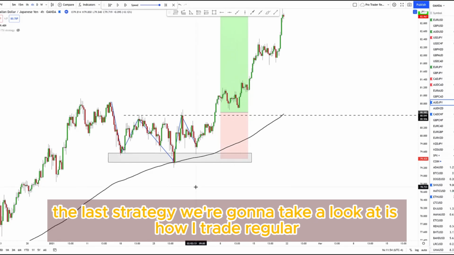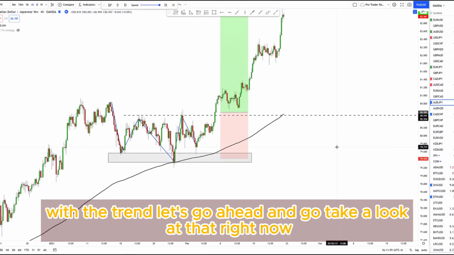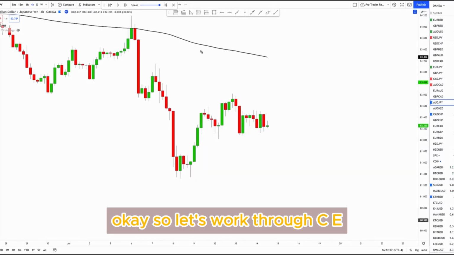The last strategy we're going to take a look at is how I trade regular head and shoulder patterns with the trend. Let's go ahead and take a look at that right now. Okay, so let's work through this.